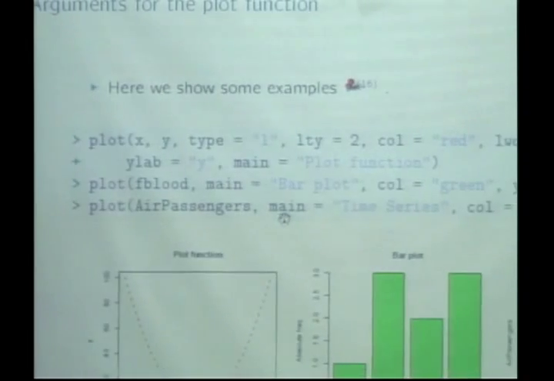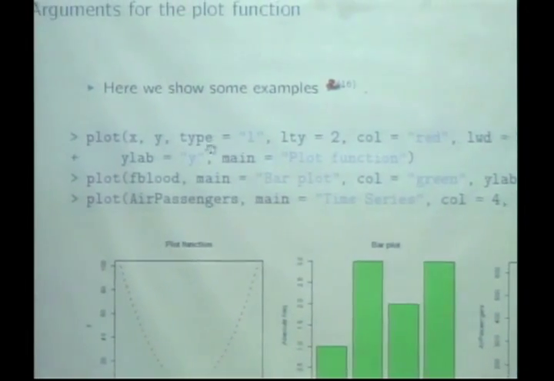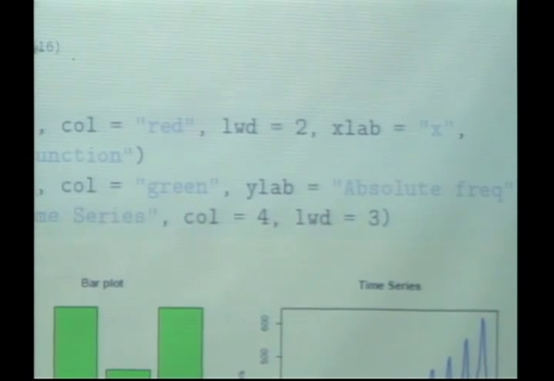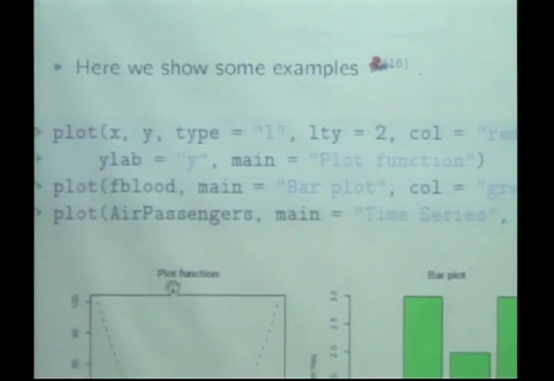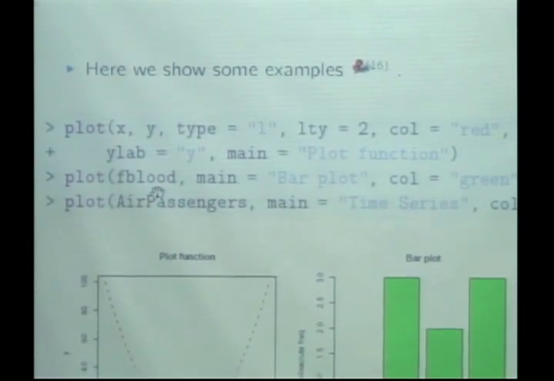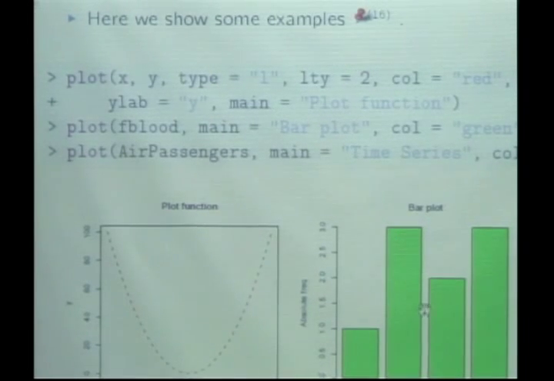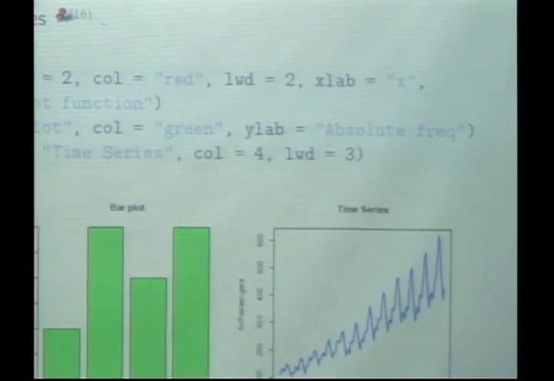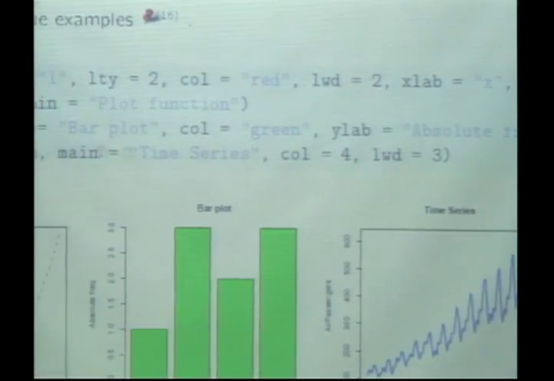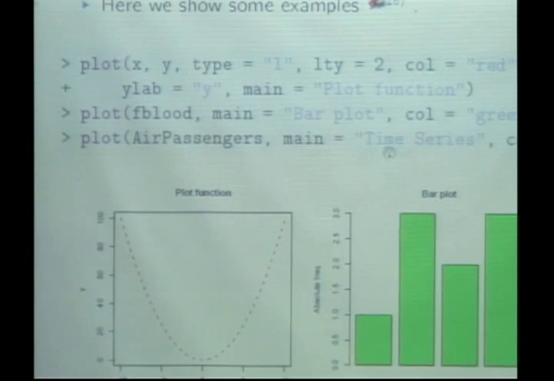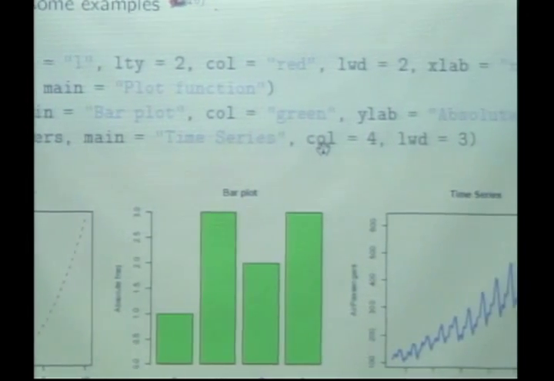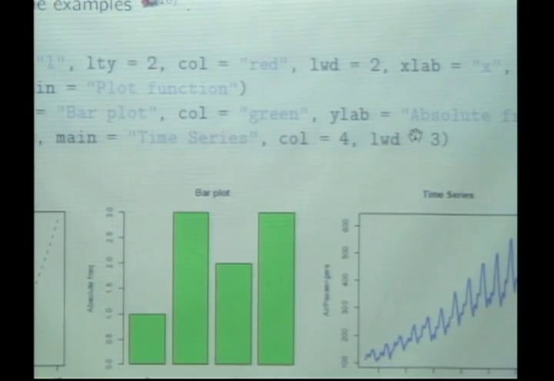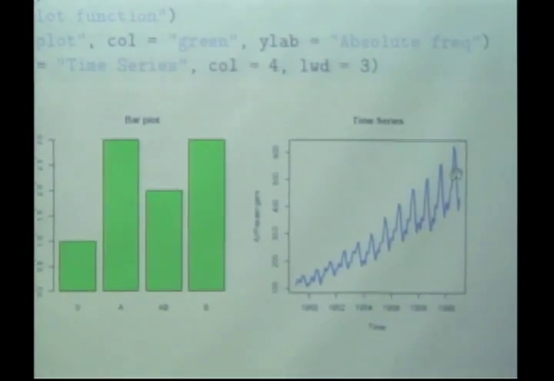Here I also wrote a label for the x-axis here, x, and here y, and a main title, plot function, here. In the second case, I plot the factor block, so this is a bar plot with a title, bar plot, in color green, and with a label here in this axis, absolute frequency. And in the third case, I plot the time series, but I also write a title here. I change the color to blue, which is the number 4, and it is thicker. The thickness of the line is 3 instead of 1. So this is a bit thicker, okay?